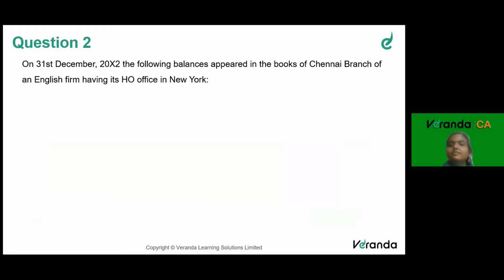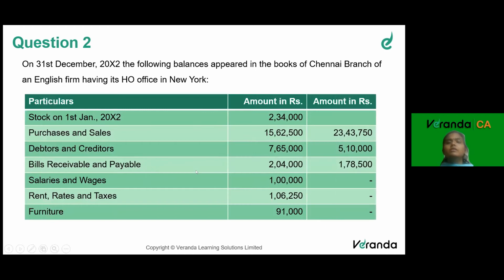So who comes in? Foreign branch. So we may also have foreign branches, we are not restricted within India itself. So here, a Chennai branch is having a firm in New York. The head office, Chennai is a branch and its head office is in New York. The details are given. What is the important point when it comes to foreign branch accounting?